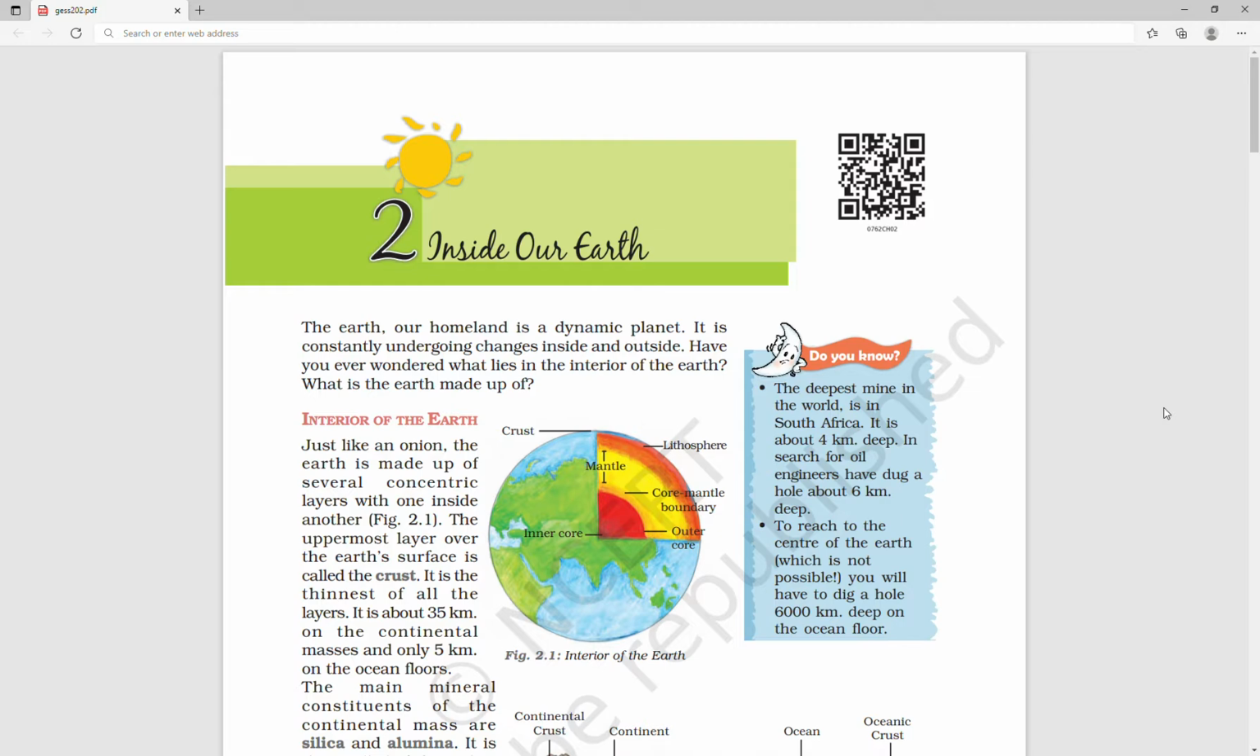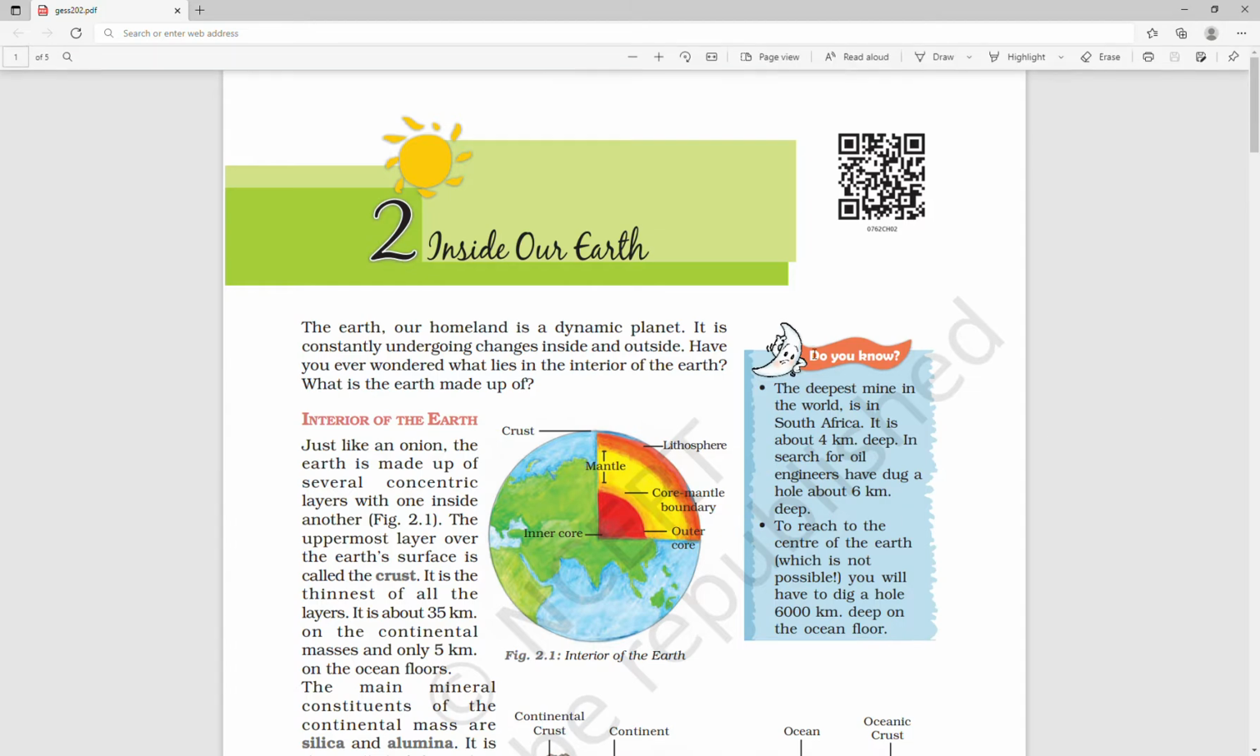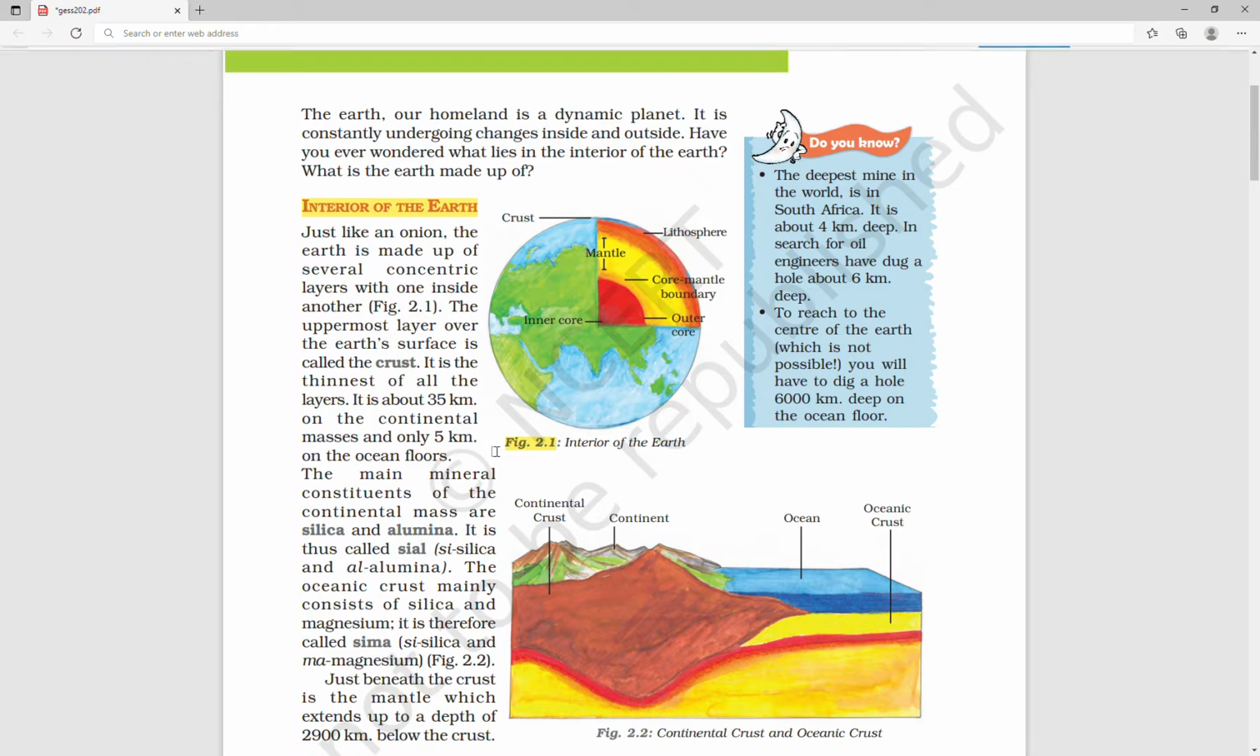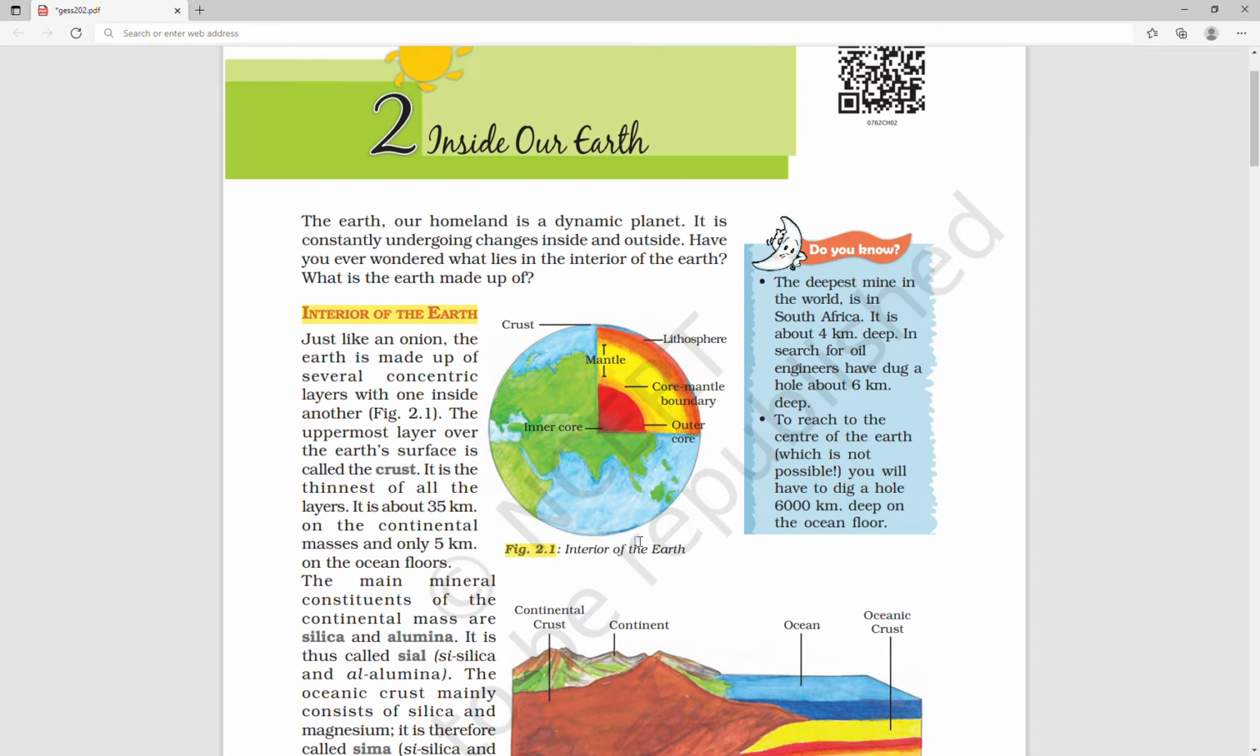Have you ever wondered what lies in the interior of the Earth? What is the Earth made up of? Here we can see a figure. I will highlight and show you Figure 2.1, Interior of the Earth. We have layers. Just like an onion. What is an onion? It has many layers, right? Like that only. Just like an onion, the Earth is made up of several concentric layers, one inside another.